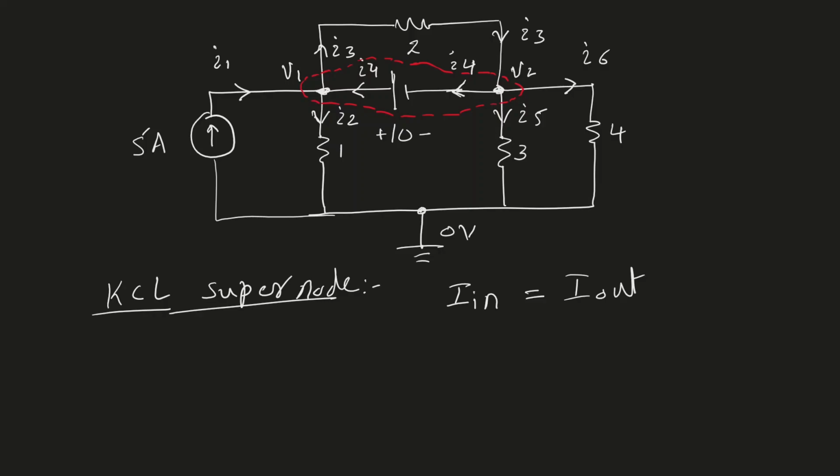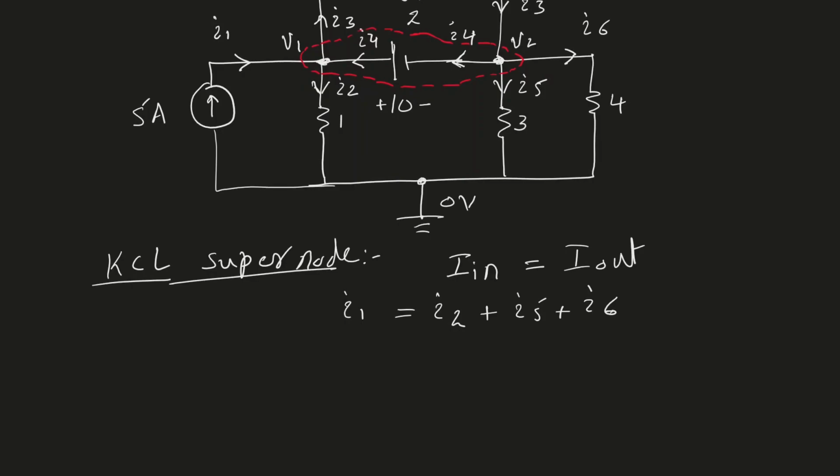So therefore, the current entering the node is I1, and the current leaving our supernode, those are I2 plus I5 plus I6. So these are the three currents that are leaving our supernode. So now we need to write these currents in the form of voltages.